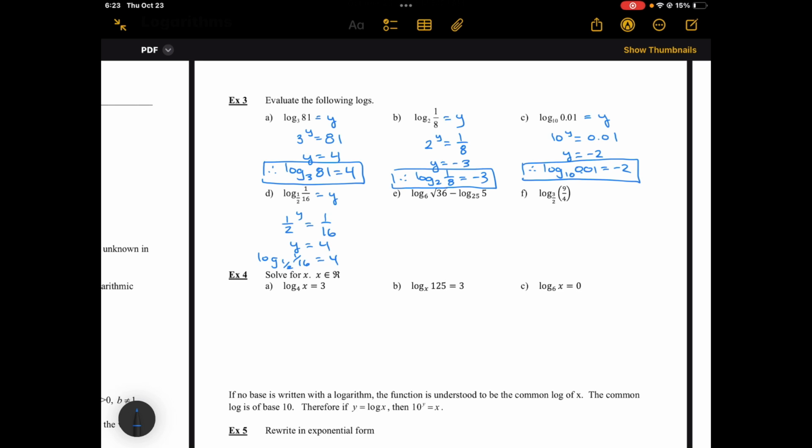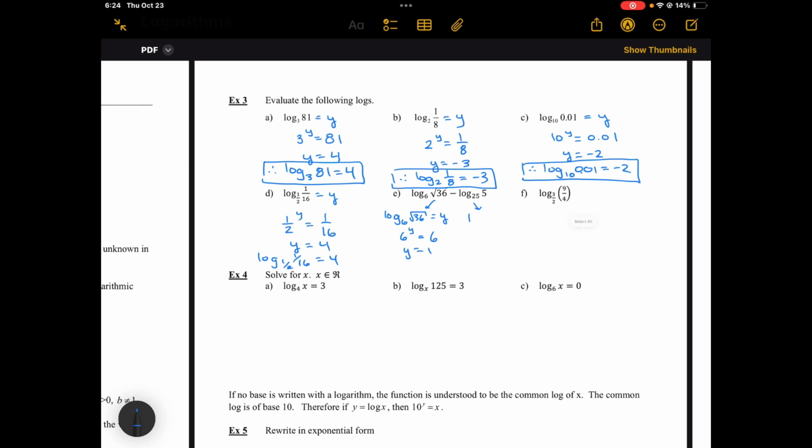Here I've got 2 logs in my expression, so I can actually separate these and evaluate them individually. So I know that here I have log 6 of root 36. I'm going to set that equal to y. Then I'm going to change it into exponential form. And then I know that y equals 1 on this side.